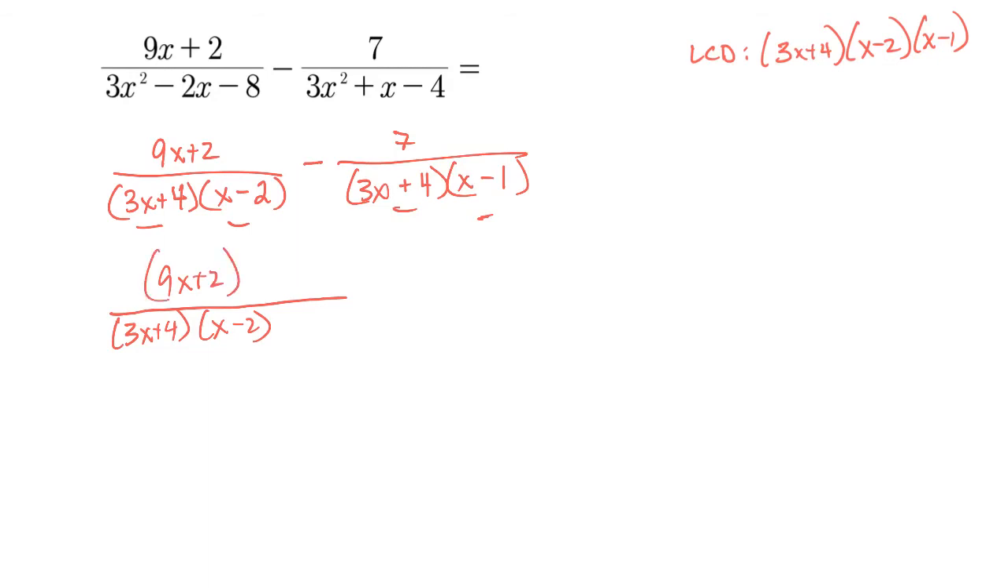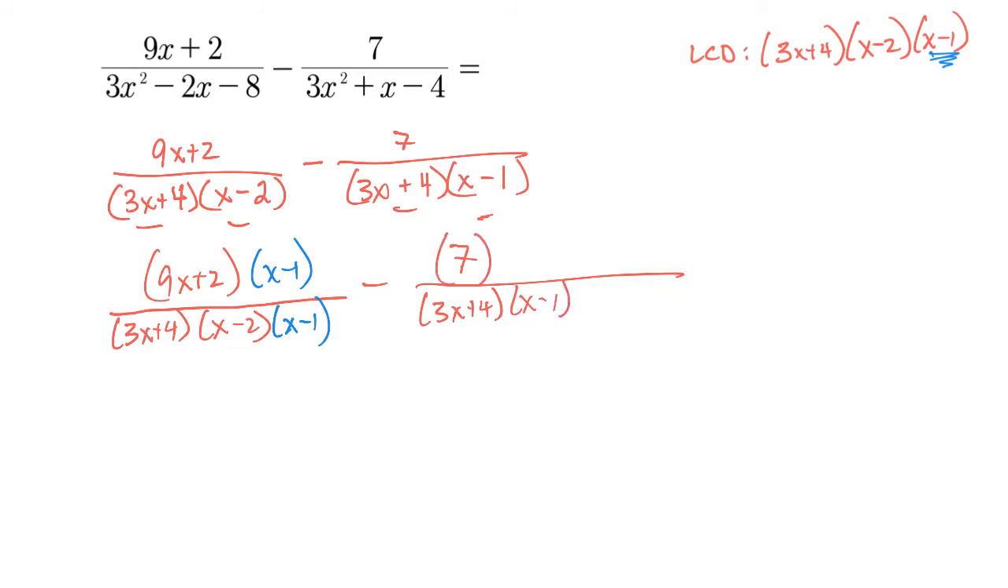And then I need to look at the lowest common denominator and say what's missing. I don't have an x minus 1. So I need to include an x minus 1 here, and I need to include 1 on the top. Okay, minus, let's do the same thing over here. I have 7 over 3x plus 4, x minus 1. Okay, that's what I have. And I look up here, it looks like I'm missing an x minus 2. So I need to include that there and there. Okay, so now I have a common denominator.